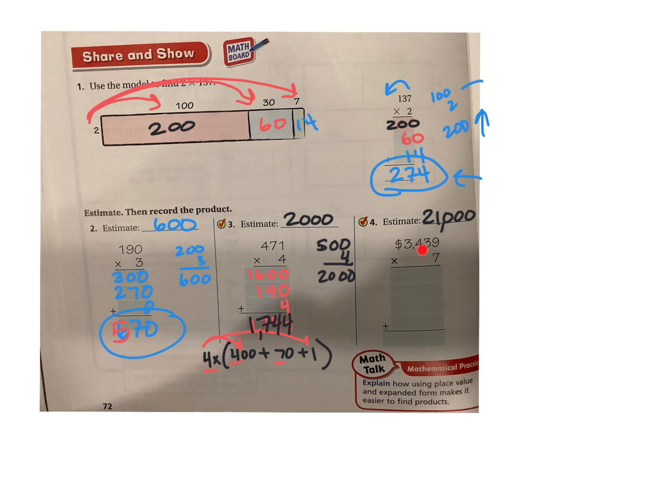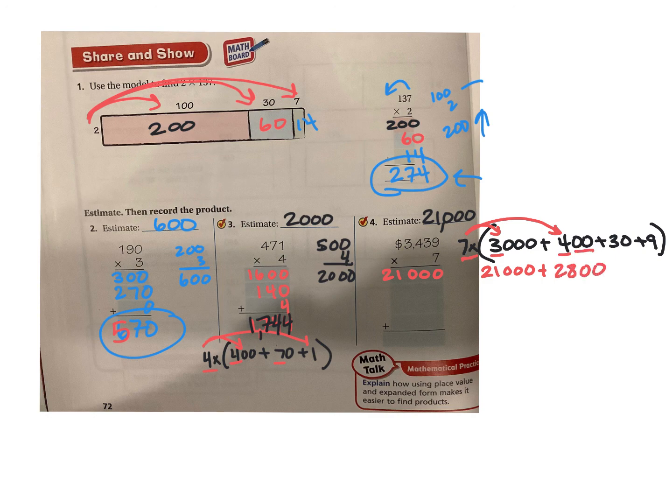3,439 is broken up to 3,000 plus 400 plus 30 plus 9, and we're going to multiply all of those by 7. We'll use the distributive property to do that. 7 times 3,000, well, that's 7 times 3, which is 21, so 21,000. Then we will do 7 times 400, which is 7 times 4, which is 28, with 2 zeros on the end, 2,800.